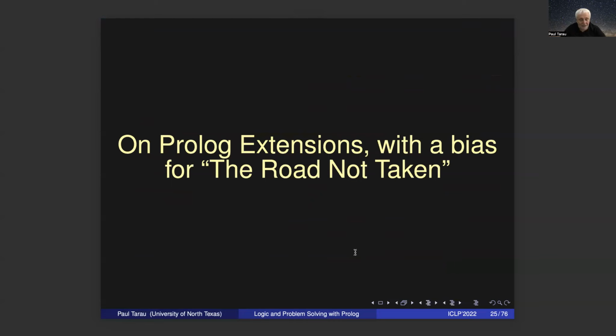Okay, Prolog extensions with a bias for the road not taken. I stole that from Robert Frost's poem. The guy goes on a path in a forest and then thinks about the other path and what would have happened if he took the other. We all face that kind of decisions in life.